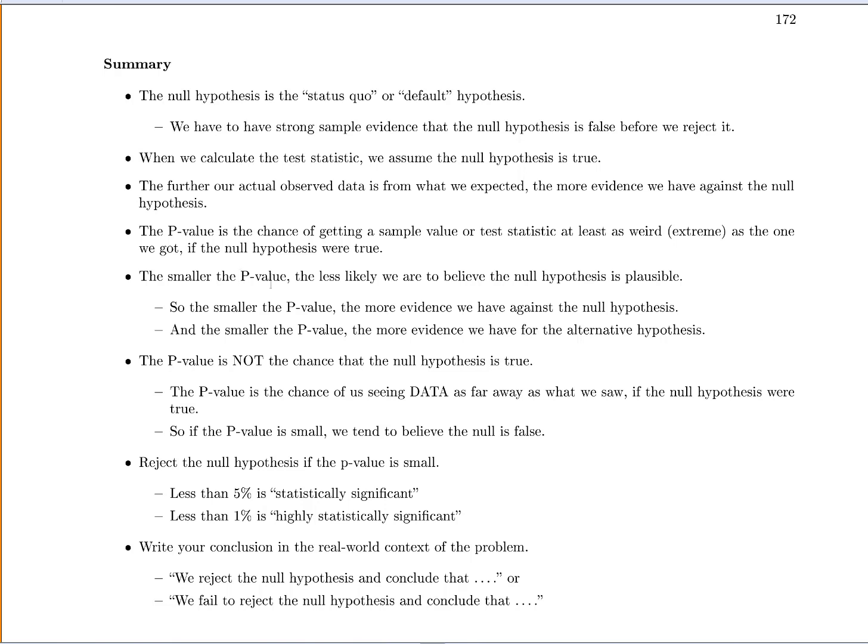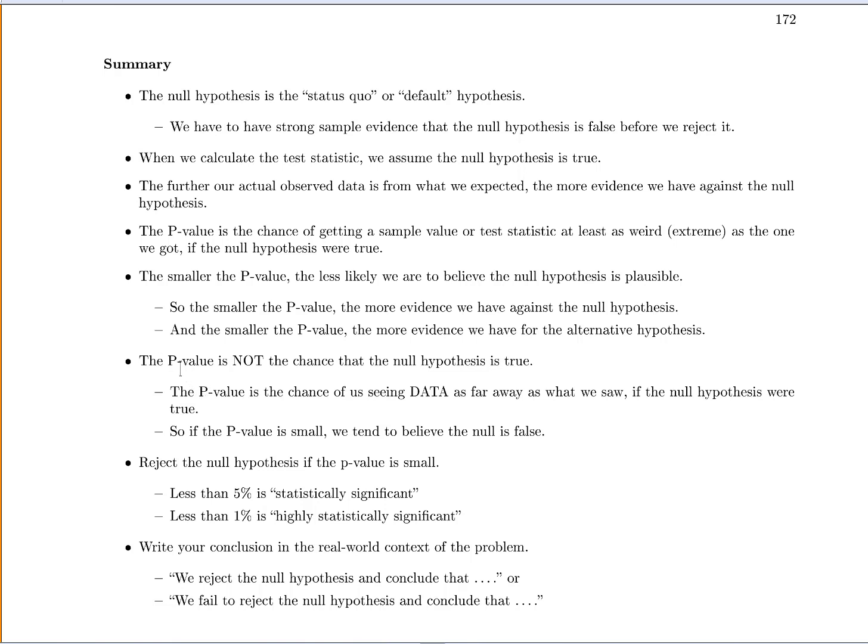Next, the smaller our p-value, the less likely we are to believe the null hypothesis is plausible. Because if the null was true, we had a very, very small chance of getting what we got. So the smaller the p-value, the less likely we are to believe it. So the smaller the p-value, the more evidence we have against the null hypothesis. That means that the smaller the p-value, the more evidence we have for the alternative hypothesis. Now remember, our conclusion is always in terms of that alternative hypothesis, so it's the more evidence we have for what we're trying to show.